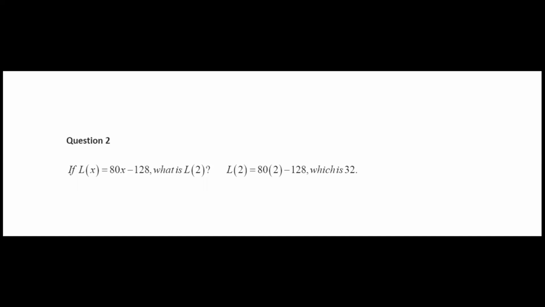Let's look at question 2 here. Suppose we have this function, and we'll call it capital L of x, and suppose it's 80x minus 128. Now you might say, where did you get that from? Actually, you're capable of getting that for yourself. We'll see that in a minute. But for right now, we're simply putting it here. This function, L of x, is 80x minus 128, and we're asked the question, what is L of 2? That is, what is the value of this function when x is 2? So it's 80 times 2 minus 128, which is 32.